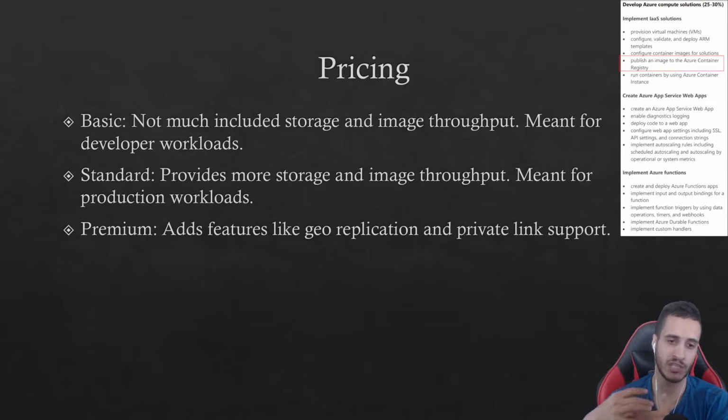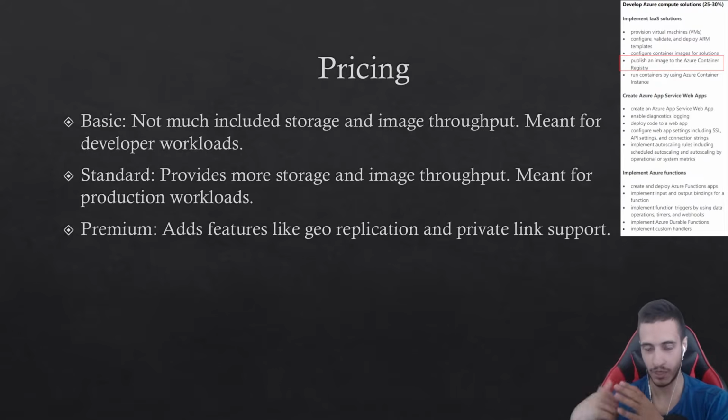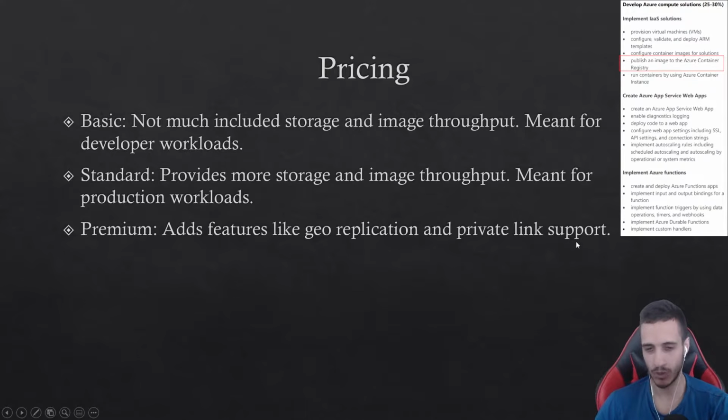So with geo replication, you would actually have your images replicated geographically across regions. So if there's an outage in this specific region, your images are still going to be available. Again, this is part of thinking about your disaster recovery and high availability strategy. Last but not least, there's also private link support. I will be talking about private link later on in this module, but I'll leave that here for now.